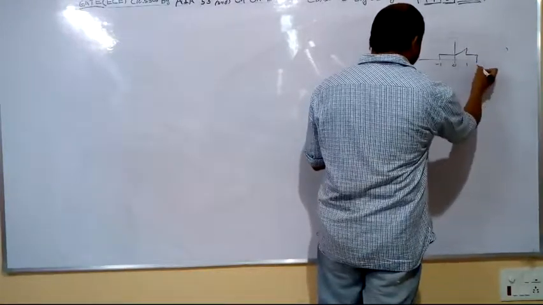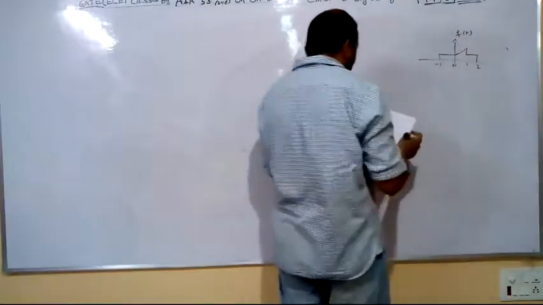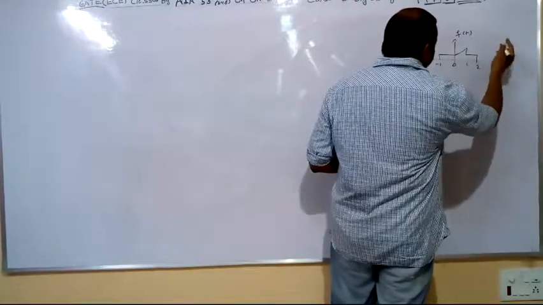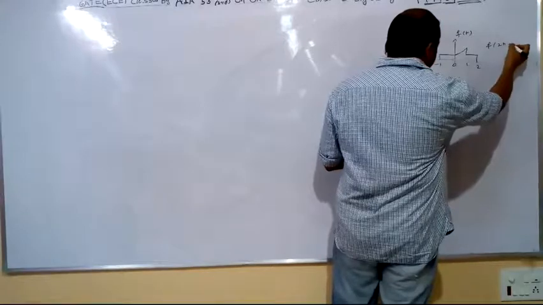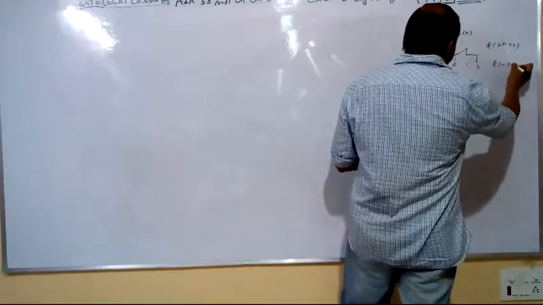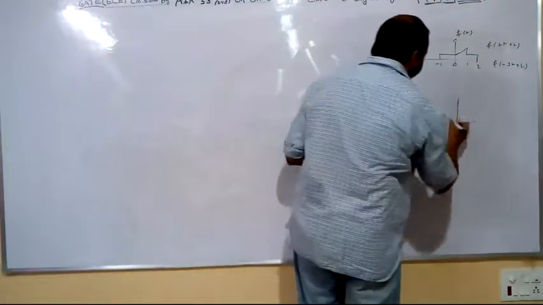-1, 0, 1, 2, 0, 1, 2. If some irregular shape is there, then you have to concentrate. 0, -1, 0, 1, 2. They ask you to calculate, write down f of 2t plus 2, f of minus 3t plus 2, and one more signal.